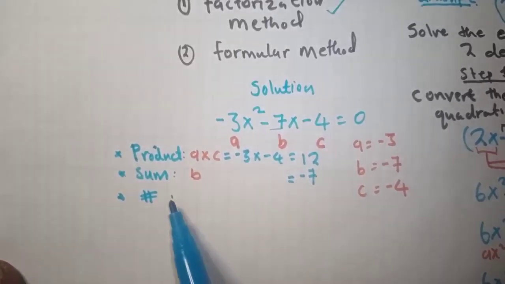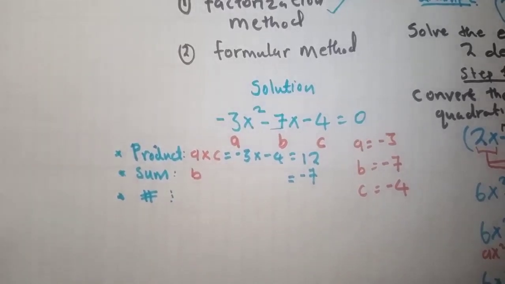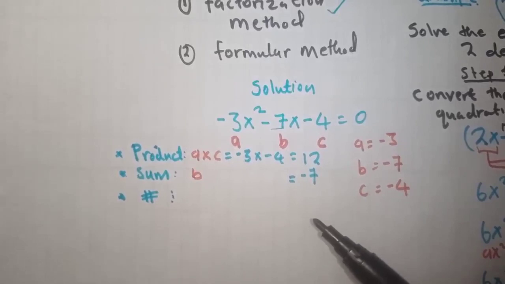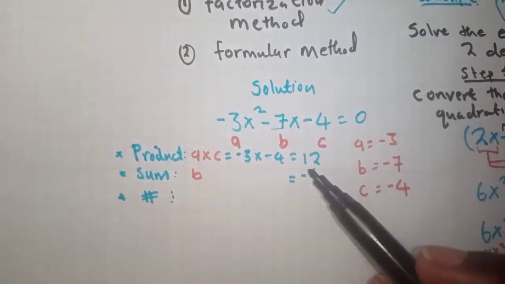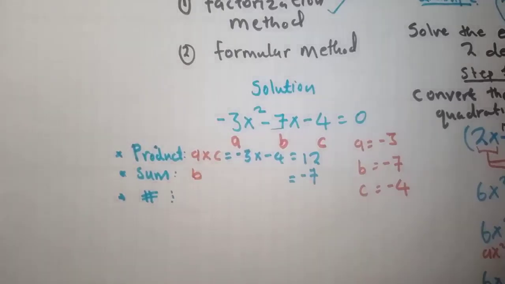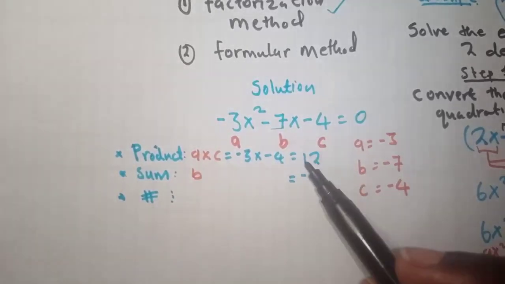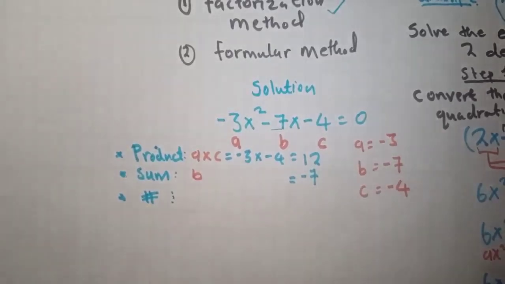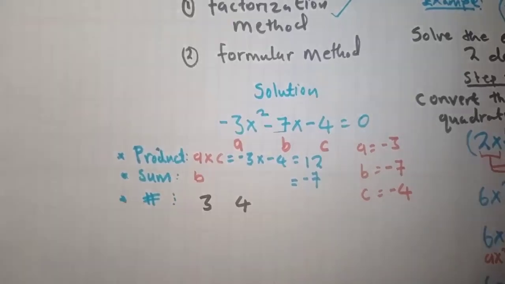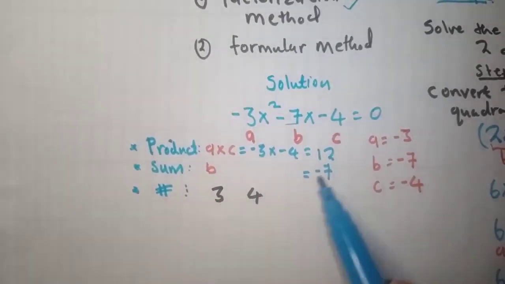Then the two numbers now. I want you to listen carefully. You are going to find two numbers such that when you multiply these two numbers, they should give you 12, and when we add them, they should give us negative 7. So let's look at numbers that can go into 12: 3 and 4. If we multiply 3 and 4, do we get 12? Of course, yes. 3 times 4 is 12.